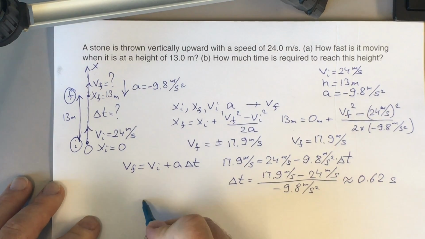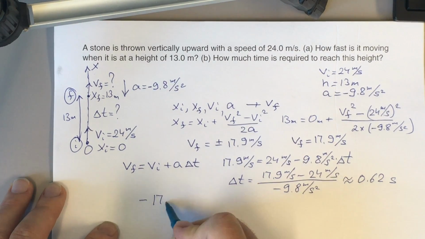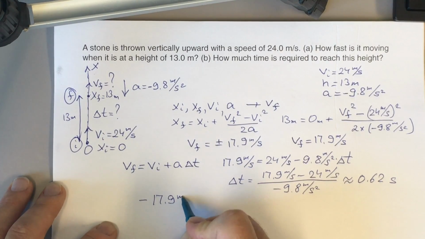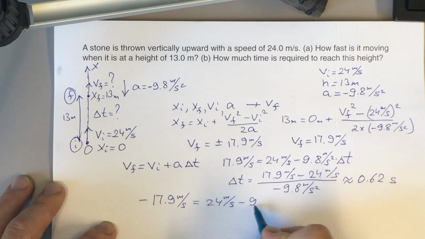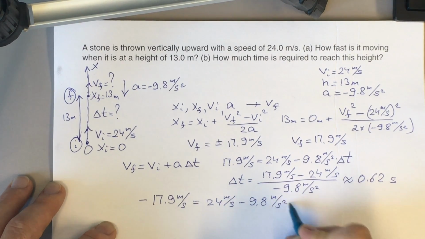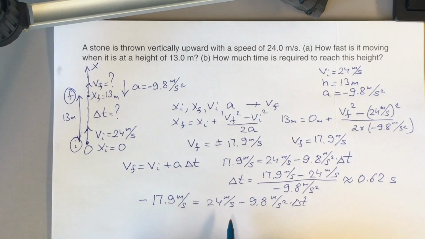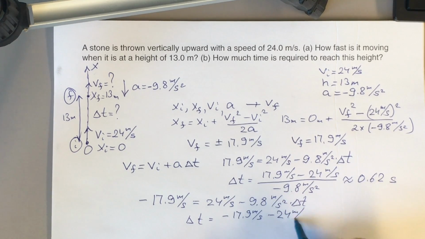The second equation will pick up the negative value for the velocity: negative 17.9 meters per second equals 24 meters per second minus 9.8 meters per second squared times delta t. And from here, you will find that delta t will be equal to negative 17.9 meters per second minus 24 meters per second divided by negative 9.8 meters per second squared. If you solve this formula, you have 4.28 seconds.